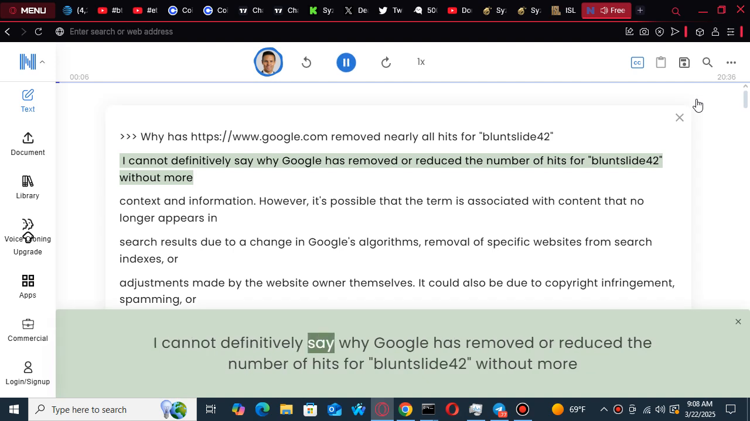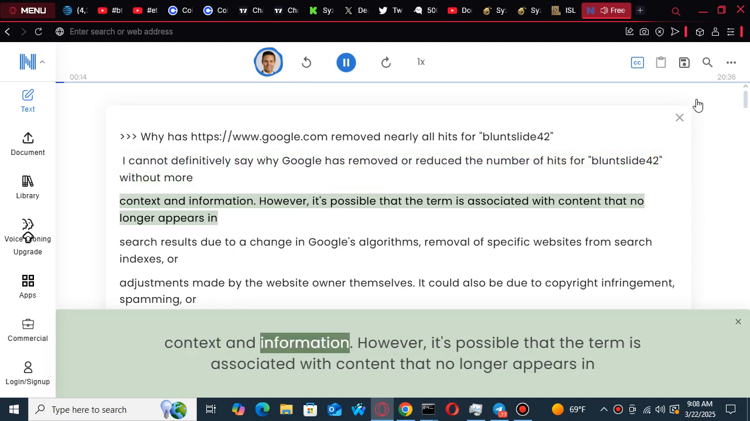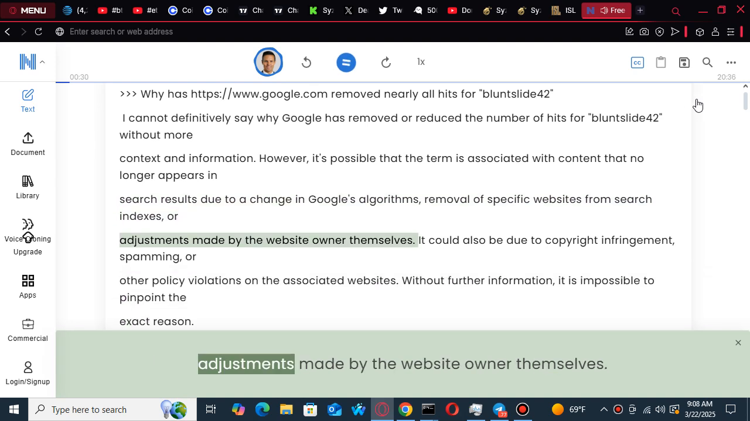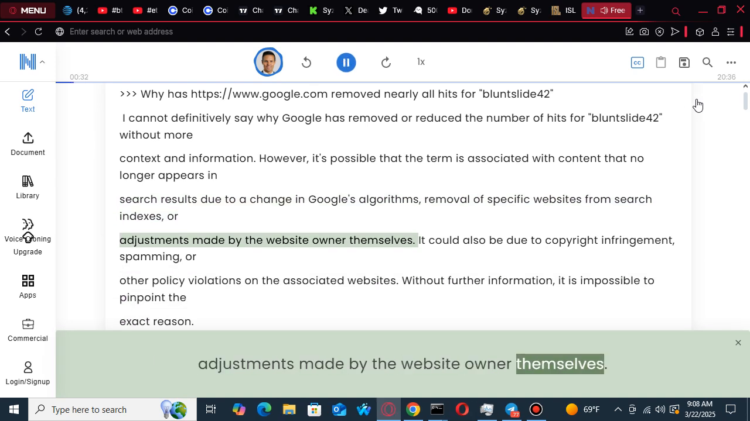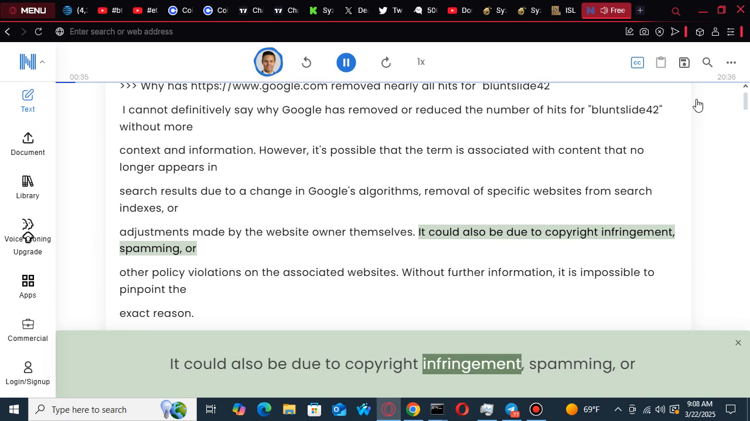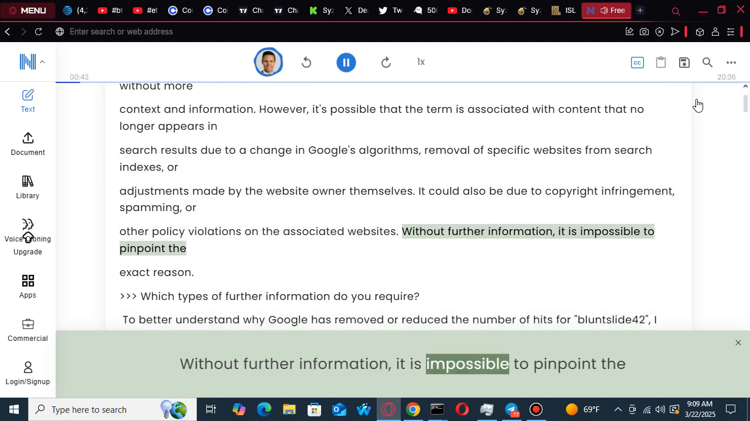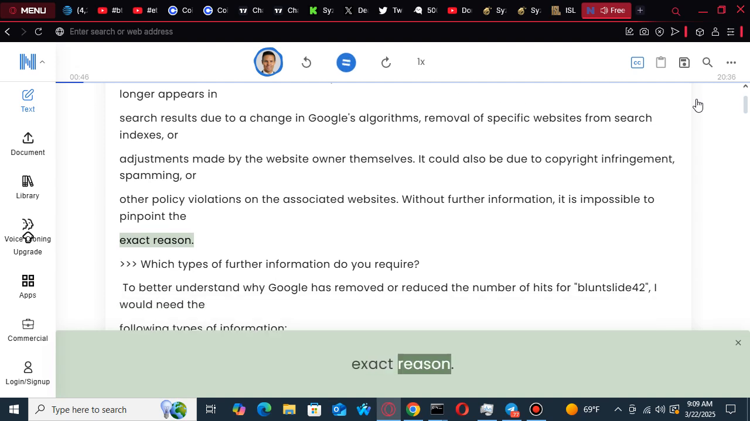I cannot definitively say why Google has removed or reduced the number of hits for BluntSlide42 without more context and information. However, it's possible that the term is associated with content that no longer appears in search results due to a change in Google's algorithms, removal of specific websites from search indexes, or adjustments made by the website owner themselves. It could also be due to copyright infringement, spamming, or other policy violations on the associated websites. Without further information, it is impossible to pinpoint the exact reason.